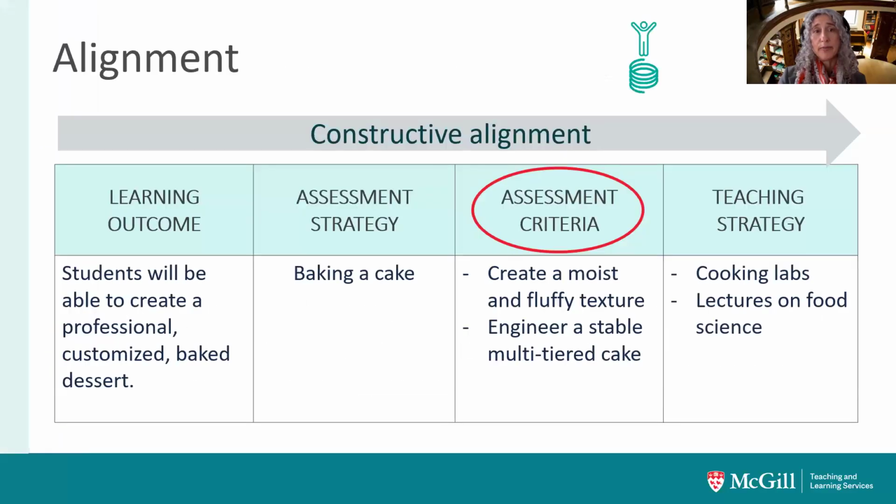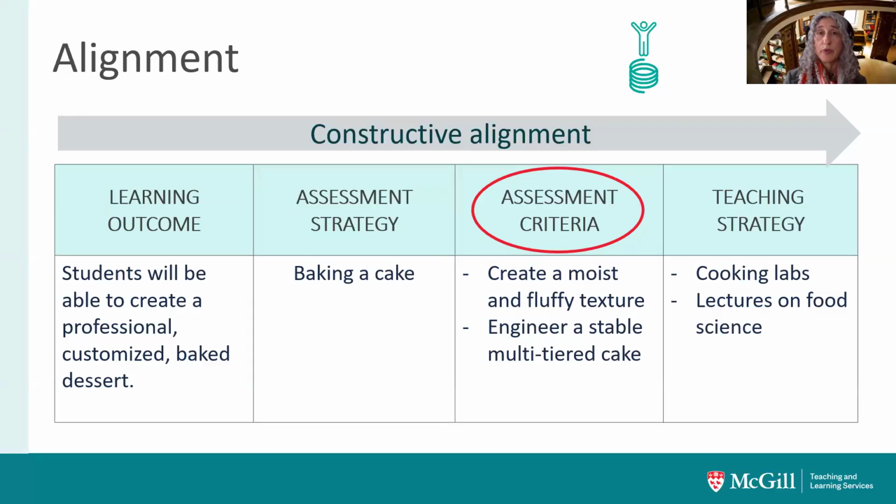I want also to take a moment to show how this fits into alignment. So we looked at course design in terms of that large diagram of the different elements involved in course design and how learning is in the center. Then we looked at constructive alignment. And now I want to integrate assessment criteria into that same picture so we can see how it fits. So we have our same learning outcome, which is that students would be able to create the professional customized baked dessert.